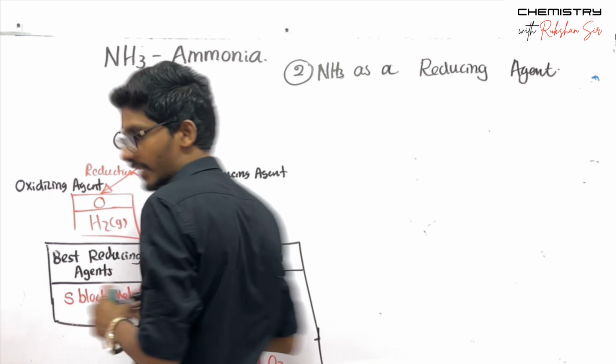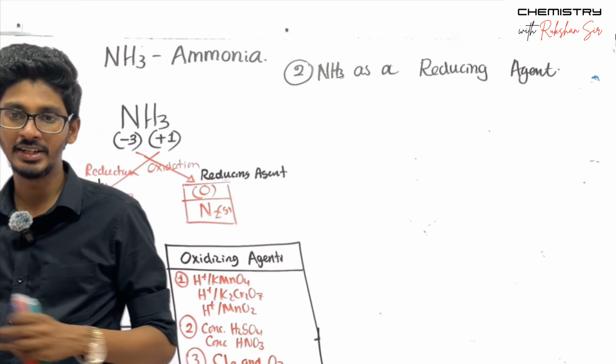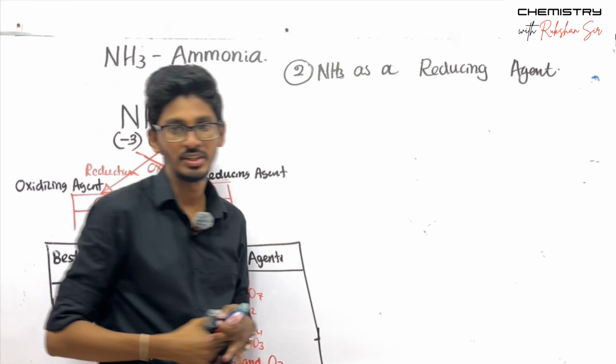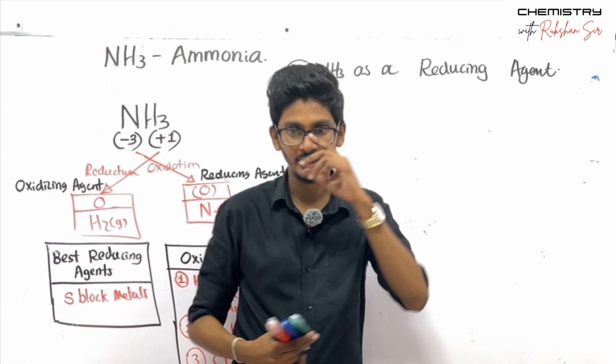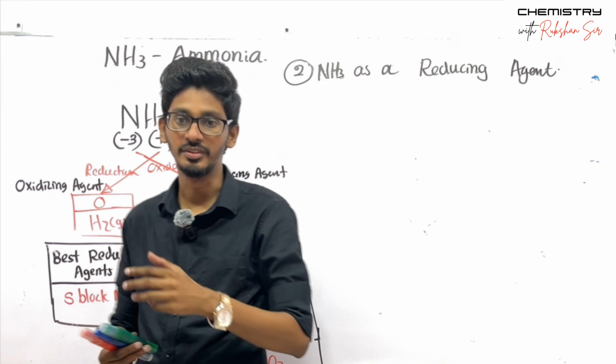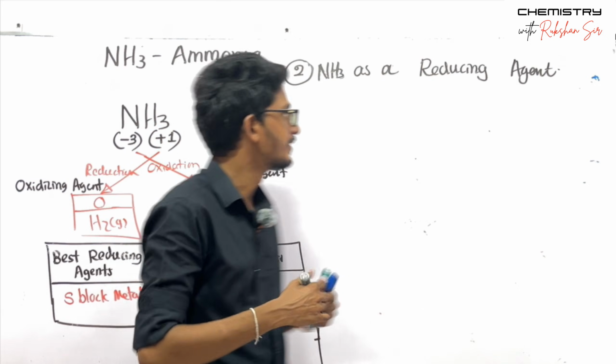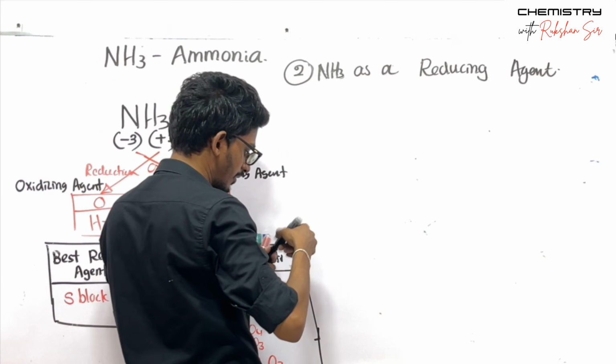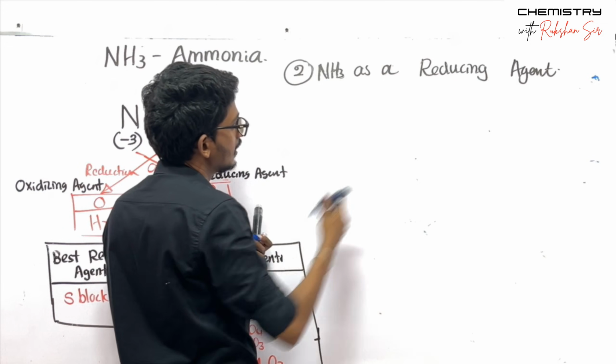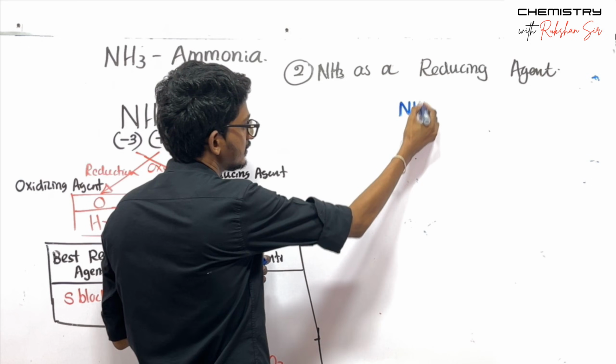Yes, NH3 can act as a reducing agent as it can get oxidized. Nitrogen is at its lowest oxidation state. That means it can get oxidized, right? To N2. So NH3 as a reducing agent now.